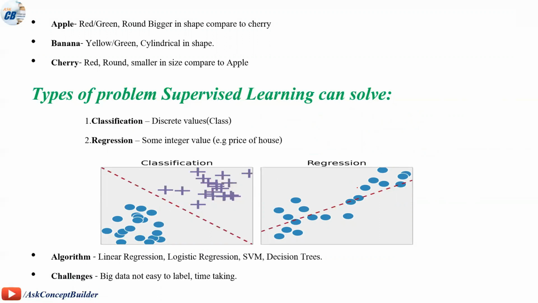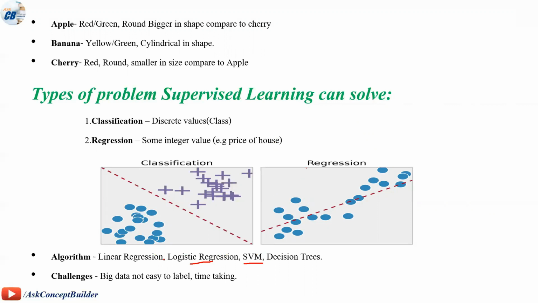Now the algorithms which supervised learning uses are linear regression, logistic regression, SVM, and decision trees. Linear regression we use for regression problems. Logistic regression we use for classification problems. SVM we also use for classification problems. There are many more algorithms for supervised learning, each of which we will discuss in our further videos.